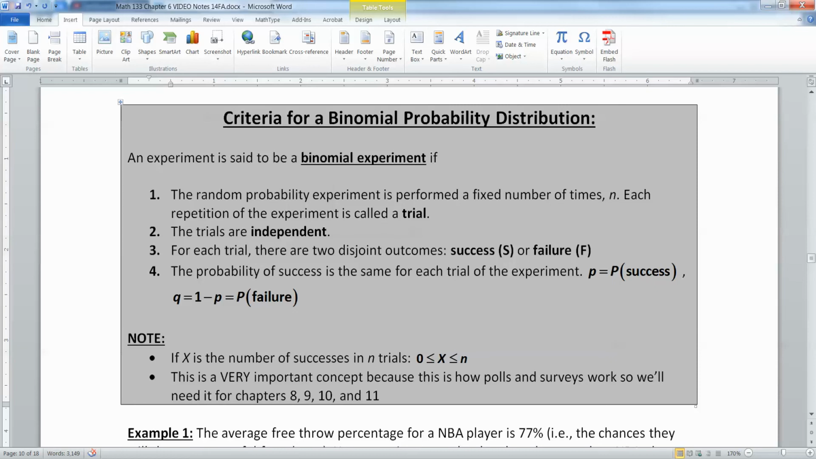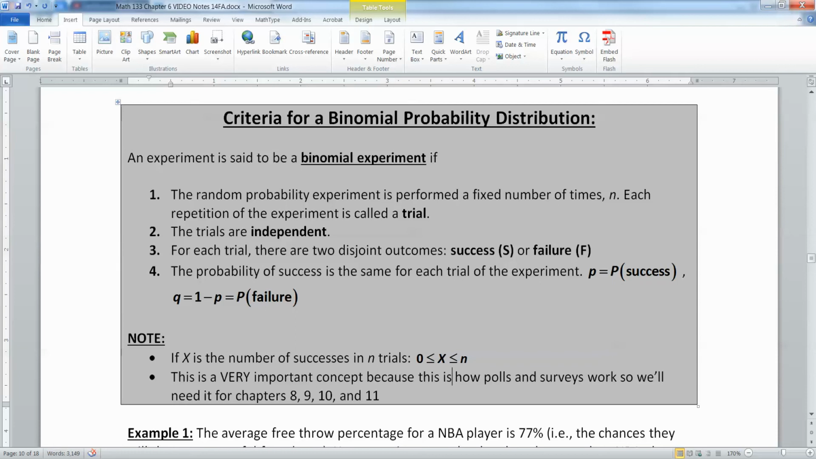If x is the number of successes in n trials, then 0 ≤ x ≤ n. So again with my coin, if I imagine I'm tossing a coin 4 times, the number of heads, because I determined successes were heads, could be as low as 0 if I got tails, tails, tails, tails. And the highest I could ever get is 4 because I'm tossing the coin 4 times by definition.